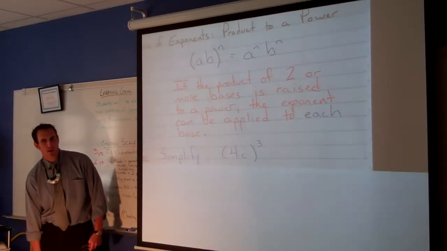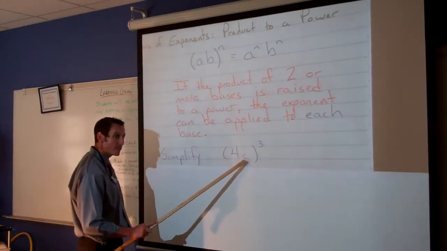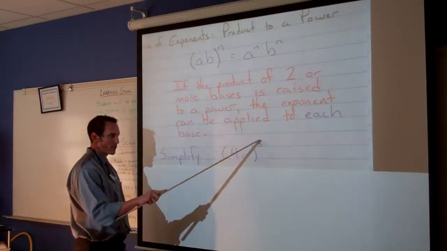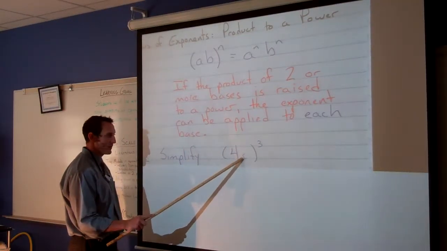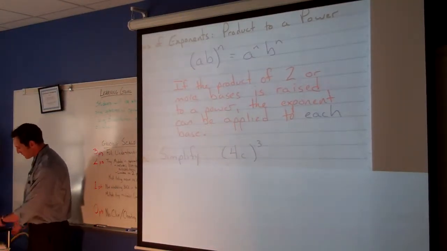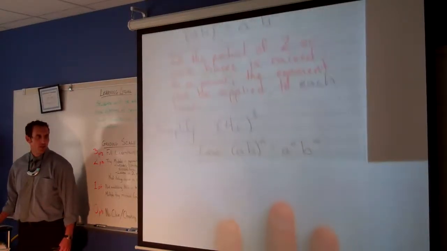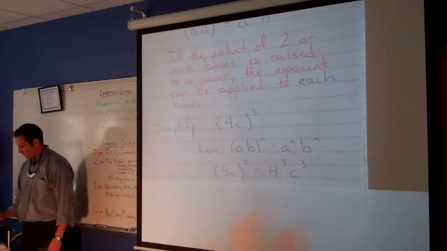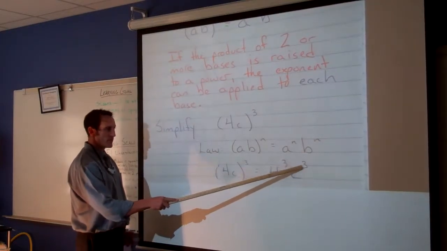If we're going to simplify this expression, we have a product, 4 times c, that's being multiplied. We have a product being raised to a power. That exponent can be applied to each base. The exponent in this case can be applied to the 4 and to the c. So let's see how that looks. The law states that we can apply the exponent to each base. So when we have 4 times c raised to the 3rd power, it's saying 4 to the 3rd power times c to the 3rd power.